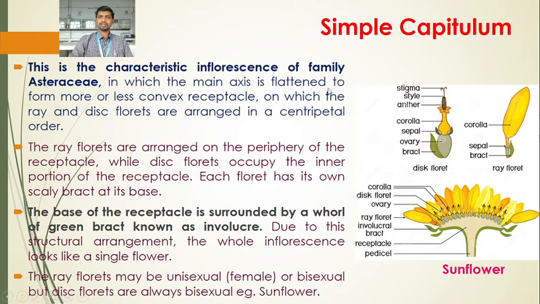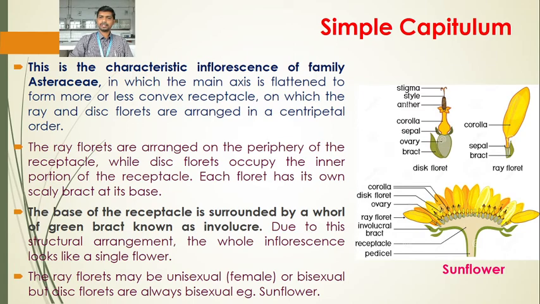So what are the characteristics of this simple capitulum or head inflorescence? It is the main characteristic of the family Asteraceae. So this inflorescence is found in the family Asteraceae, for example sunflower, chrysanthemum, aster, marigold, and gerbera. These are examples of the family Asteraceae, where the main axis is flattened. It is a convex receptacle on which ray florets and disc florets are arranged in a centripetal order. So the older flowers appear at the periphery, and the younger flowers are formed towards the center. This is the centripetal order.